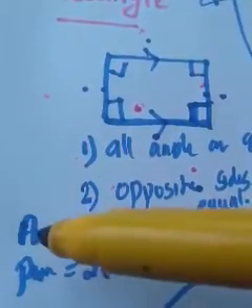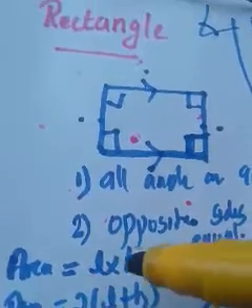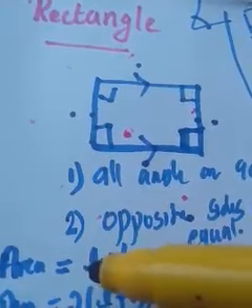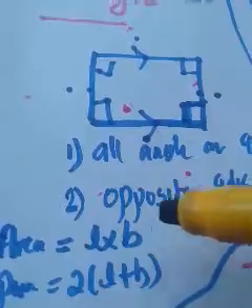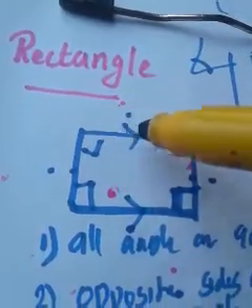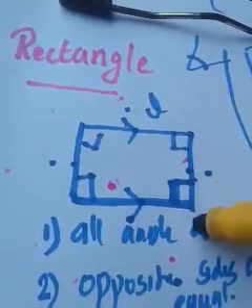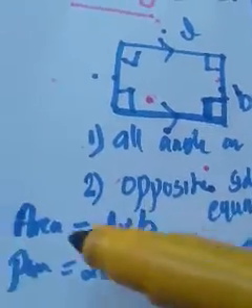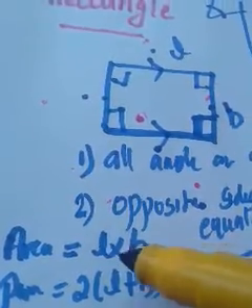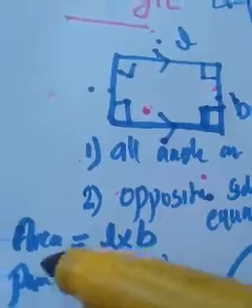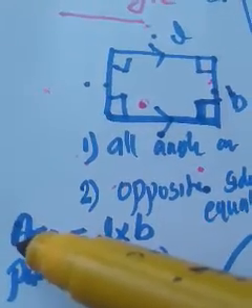Okay, and area of the rectangle is L into B. What is this L? L stands for length and B stands for breadth. This is length. This is breadth. Okay, so area will be L into B, length into breadth. That is the formula for calculating area.